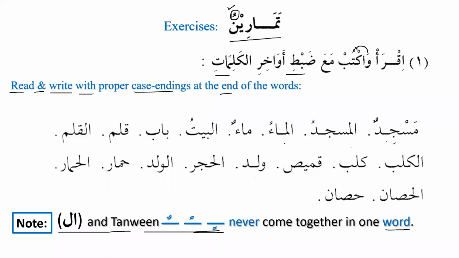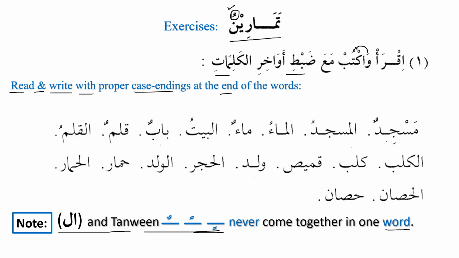Masjid, al-masjidu. Ma, water, ma'un, water. Al-baytu, the house. Babun, a door, excellent. Then we have qalam, and we have to put tanween because it's a common noun: qalamun. Then we have al-qalamu, excellent. We cannot put tanween because al and tanween never come together.